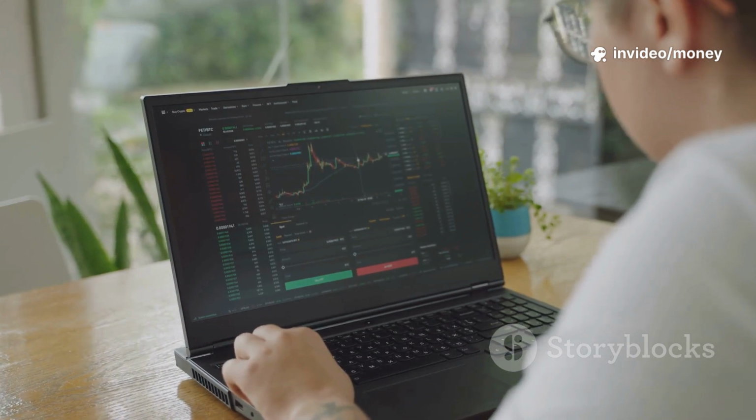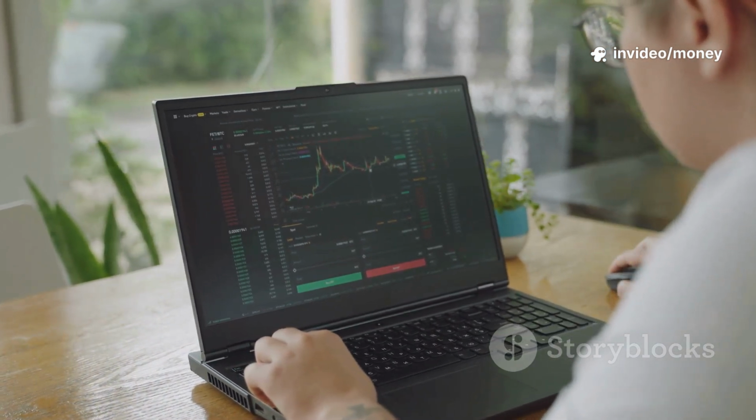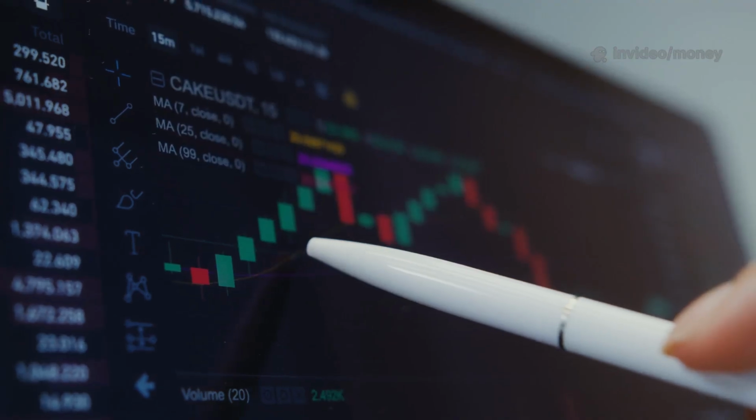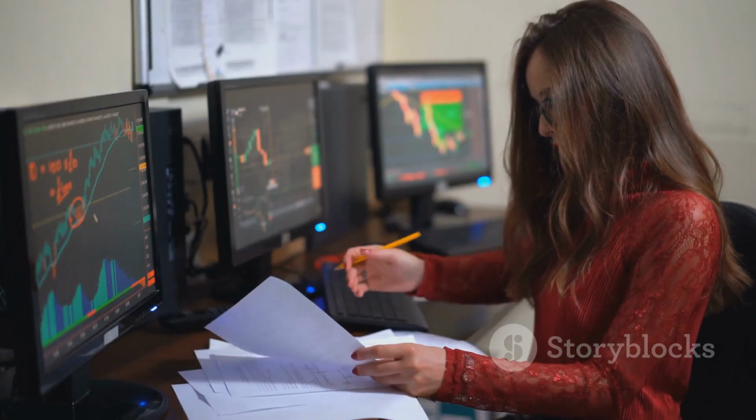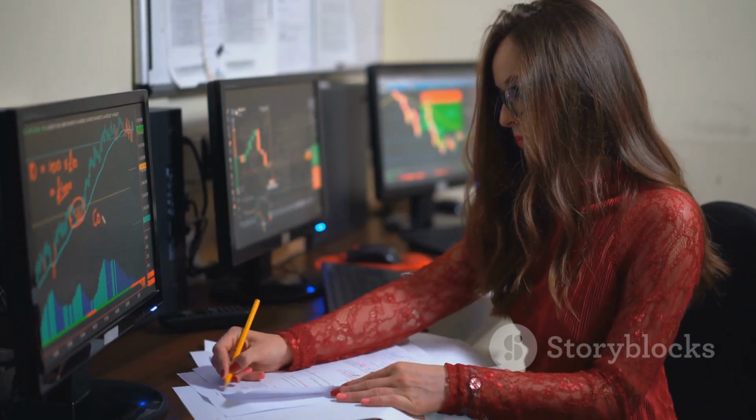Now let's talk about a family of patterns you'll see all the time. Triangles. We'll start with the ascending and descending triangles. These are fantastic patterns because they paint a very clear picture of the battle happening between buyers and sellers.